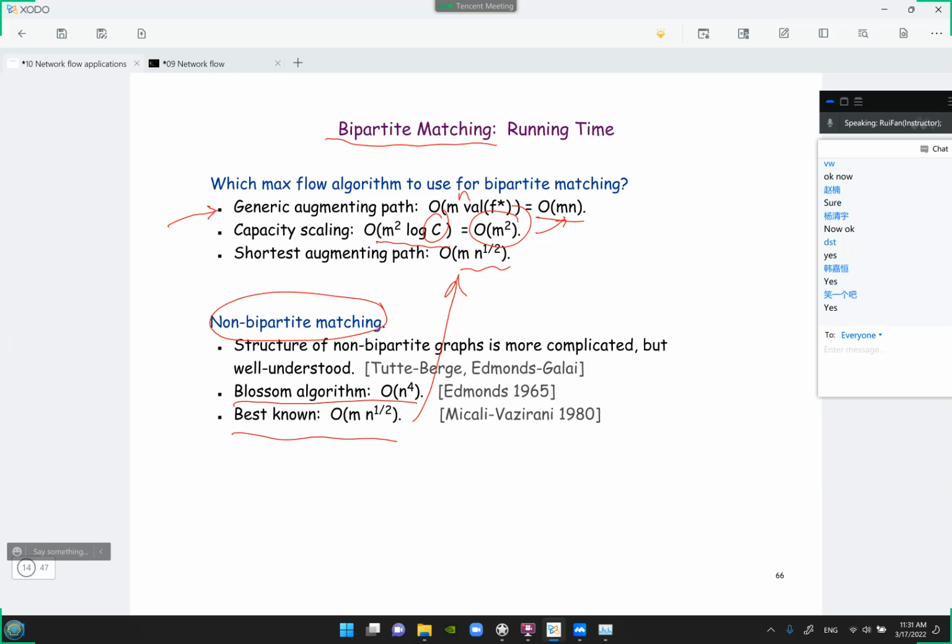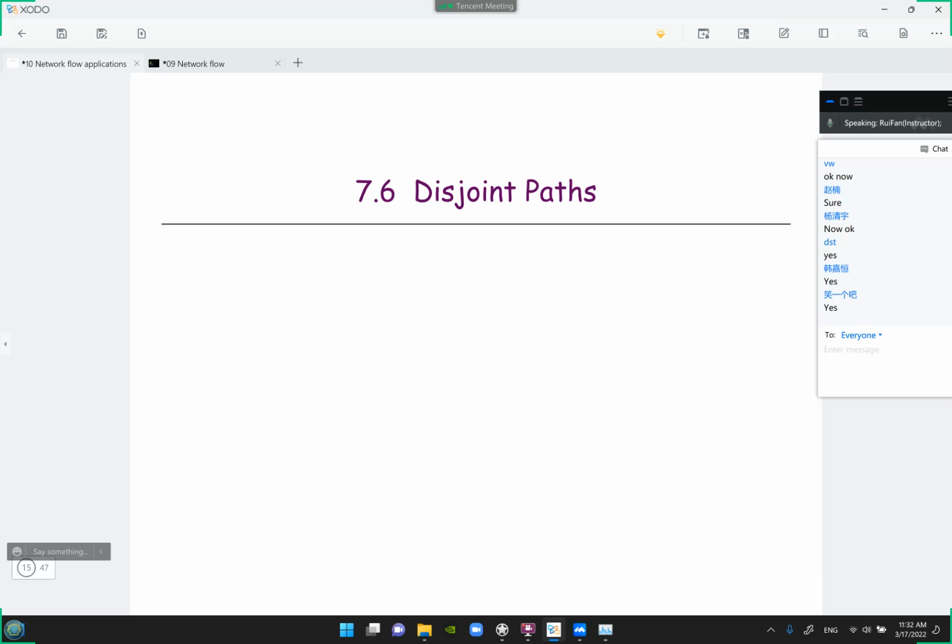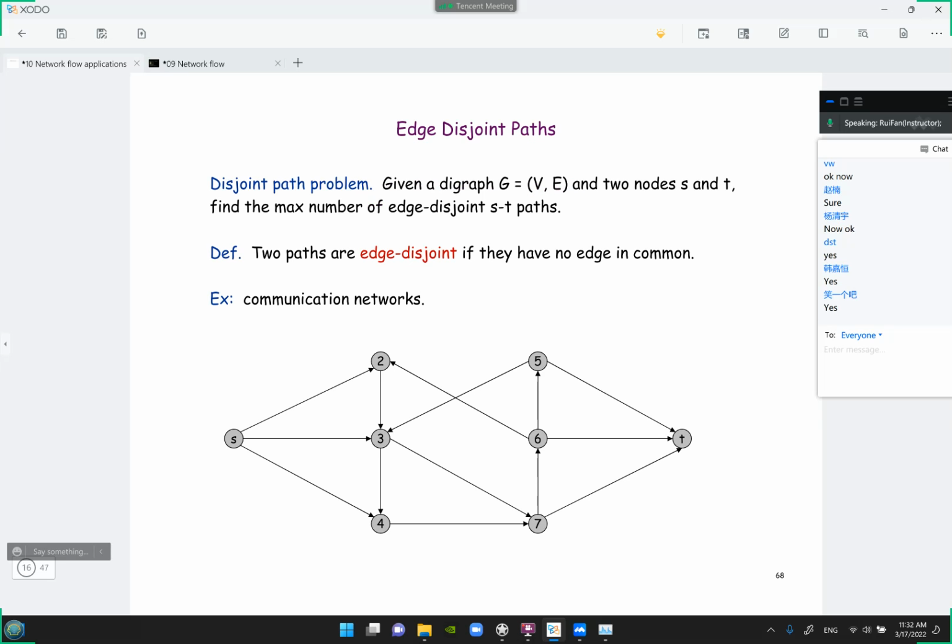We're not going to talk about those algorithms. Those sometimes are not even based on flow algorithms. But I just want to mention that matchings are a very rich field of study, and there are many other algorithms for these. Now something else I'll talk about is the disjoint path problem.